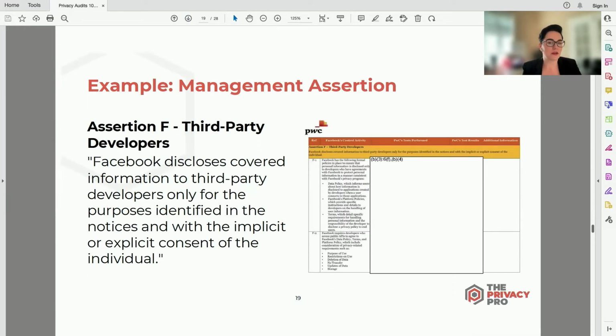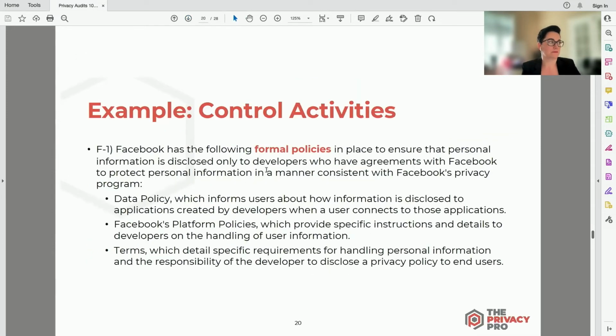Facebook discloses covered information to third-party developers only for the purposes identified in the notices and with the implicit or explicit consent of the individual. So Facebook wrote this. PwC didn't write this, FTC didn't write this, and it didn't come from one of the frameworks, one of the privacy frameworks that I'm going to discuss in a moment. Facebook set this bar for themselves.